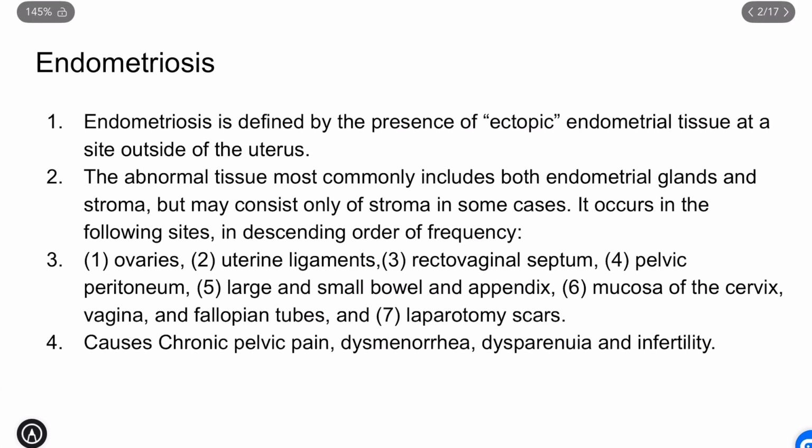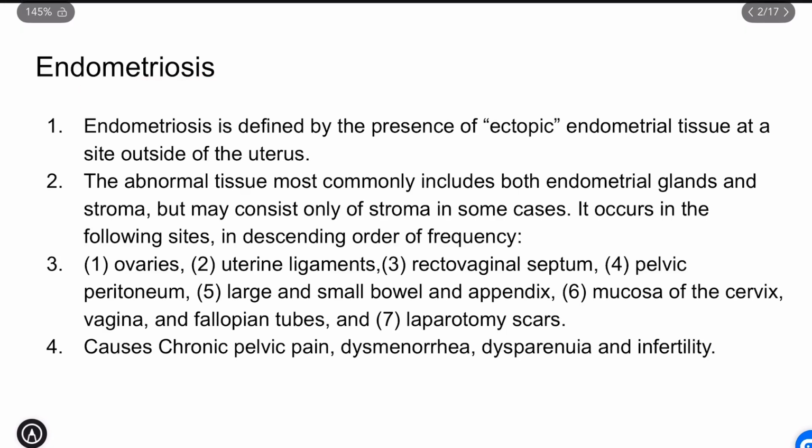Before diving into pharmacotherapy, let's first understand what endometriosis is. Endometriosis is the presence of ectopic endometrial tissue at a site outside the uterus. We all know that the endometrium is one of the layers of the uterus. When this endometrial tissue is present somewhere else in the body except the uterus, then it is endometriosis.